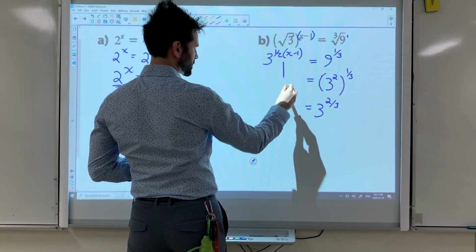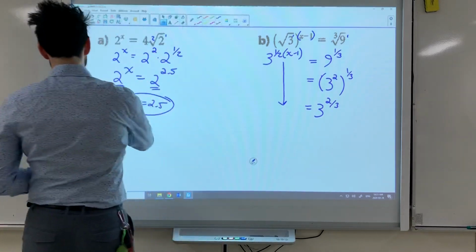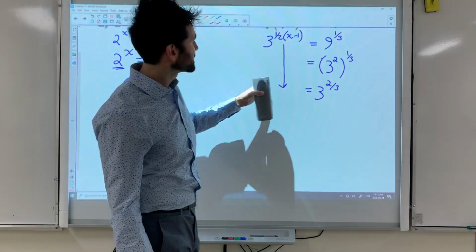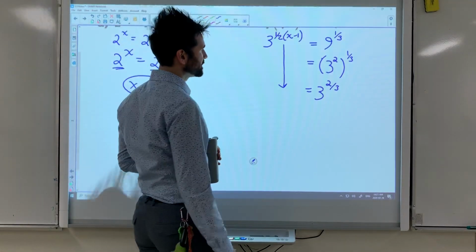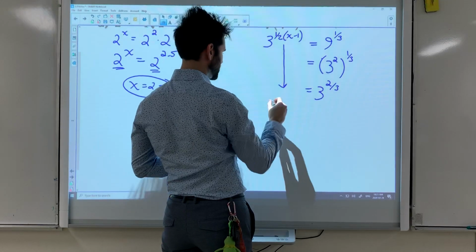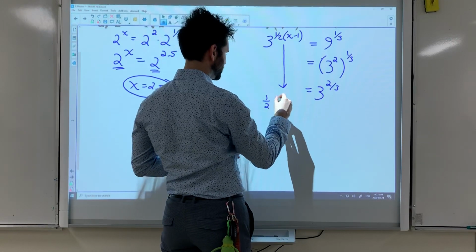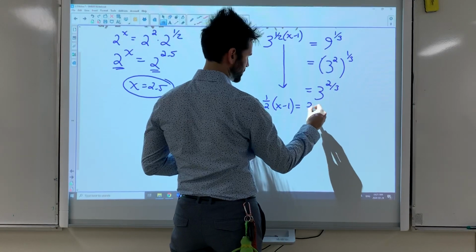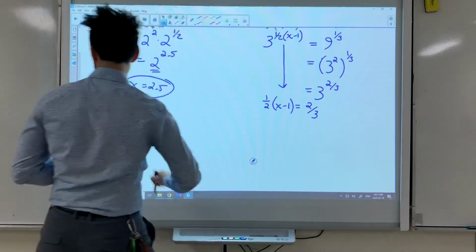Over here, I'm just going to be lazy and just do that. So just pretend I was writing it. Don't do that on the exam, but in your notes you could. So now I got the same base, so I'm going to equate the exponents. So I'm going to write 1/2 times (x minus 1) equals 2/3. Okay, and then happy solving.